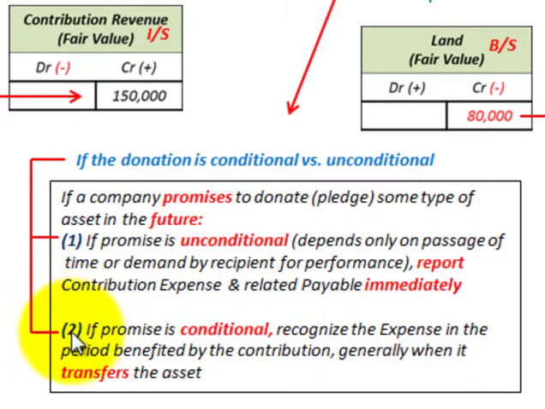Now number two, if the promise is conditional, that is, has some conditions tied to it, you recognize the expense in the period benefited by the contribution, generally when it transfers the cost. So we have two situations, remember, when we're recording a donation. You have to determine if the donation is either conditional or unconditional, and then you would record it appropriately. If it's unconditional, you do it immediately. If it's conditional, then you have to wait until the transfer of the asset is made.